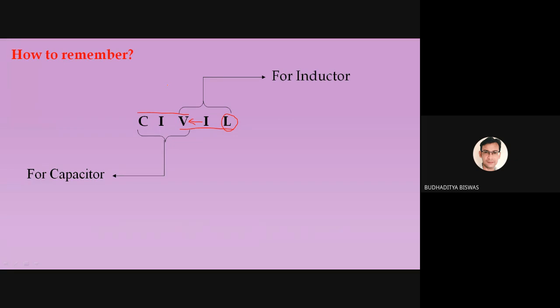If it is mixed, then the angle will not be 90 degree. But in case of pure capacitor or inductor, the leading lagging angle is 90 degree. So in case of pure capacitor, current leads the voltage by an angle 90 degree. In case of pure inductor, voltage leads the current by an angle 90 degree. So is it easy or tough to remember? Very easy.